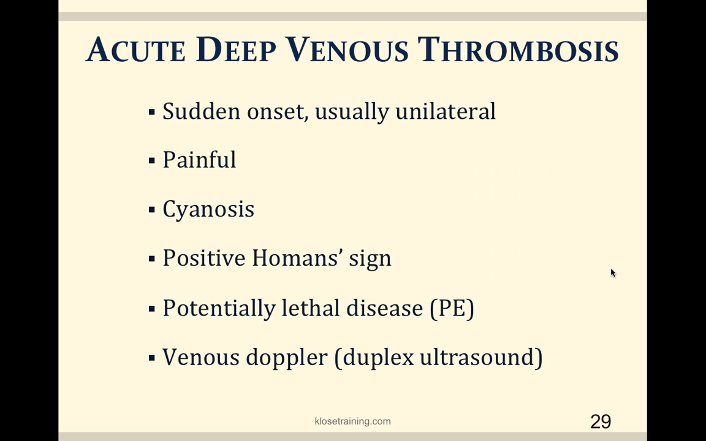Okay, the swelling could be from an acute DVT. With acute DVT thrombosis, typically you have a sudden onset. It's usually on one side. It's painful. You can get a blue tinge. You have a positive Homan sign, which is when you grab the calf and they feel a lot of pain. It could be very lethal. That thrombosis can travel up to the lungs and you can have a pulmonary embolism. So typically if you have these signs and you're suspecting a DVT, then you would want them to get a Doppler ultrasound right away.